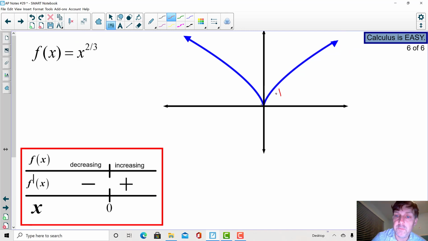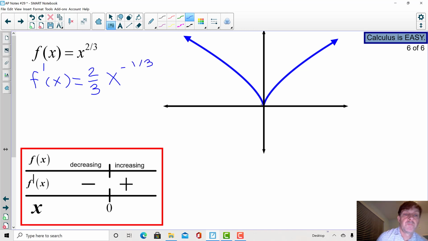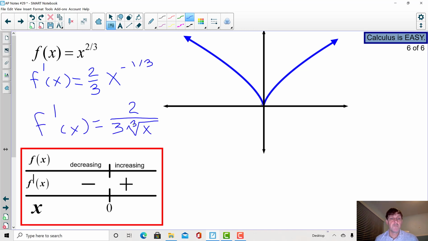You can see the slope over here is positive, and the slope over here is negative. So at this spot, the slope is going to be undefined. Again, we're going to be looking for the absolute max or the absolute min. In order to do that, we need to find where our derivative is either 0 or undefined. So if we do the derivative, the 2/3 comes down, and the new power is 1 less. We can rewrite that. We get 2/3, and then the third root x. Again, we're looking for critical numbers.